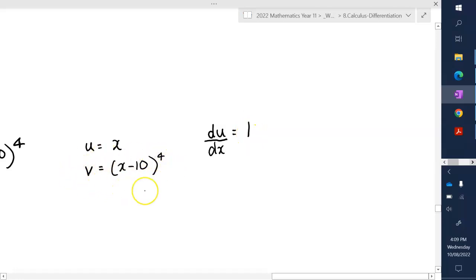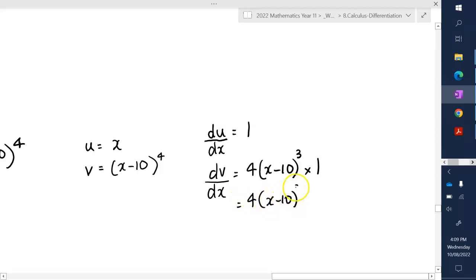Similarly, with the second one, I have a v, and there's an x on the other side, so if I differentiate v with respect to x, I am going to get my dv dx. So we need to think about what we did in our last lesson to differentiate this. The 4 comes down the front. Our x minus 10 is now to a power of 3, and we're also differentiating what is inside that bracket. So when we differentiate x minus 10, we're going to multiply by that, which is 1. So what I end up with is 4(x minus 10) to the power of 3.